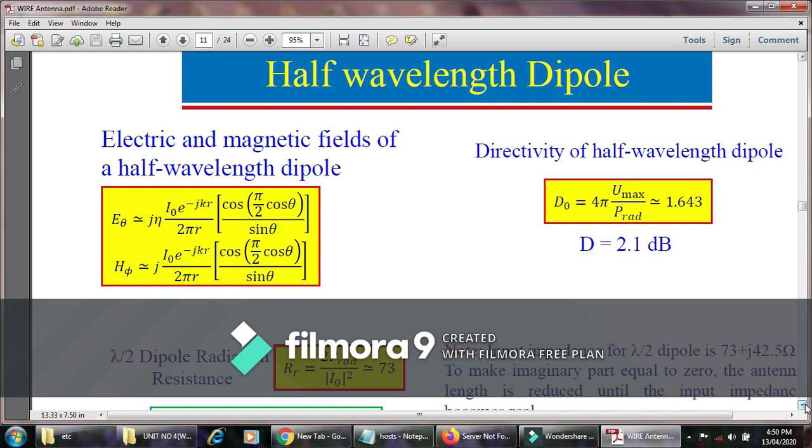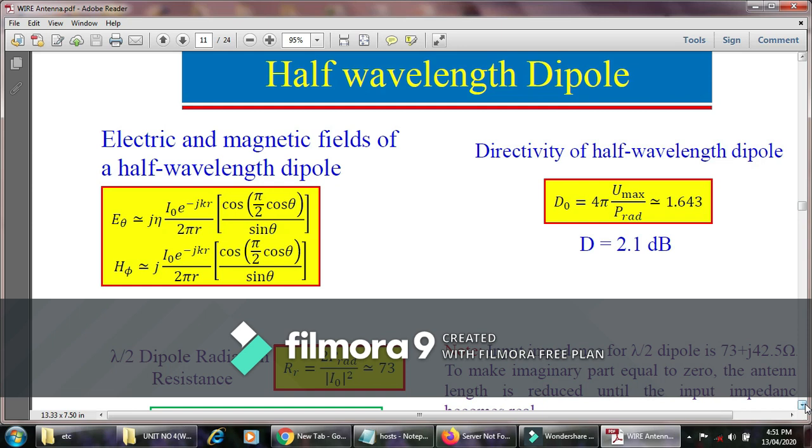But the operating frequency can be different, because the operating frequency totally depends upon which type of antenna it is, or what the different applications of the antenna are, where the antenna is to be used. Based upon that, you have to decide the operating frequency. In the half wave dipole antenna, the length L is equal to lambda by 2, and the electric and magnetic field of the half wavelength dipole are given as E of theta equal to j I0 e raised to minus j kr upon 2 pi r, inside the bracket cos(pi by 2 cos theta) upon sin theta, and H of phi is approximately equal to j I0 e raised to minus j kr upon 2 pi r, cos(pi by 2 cos theta) upon sin theta.